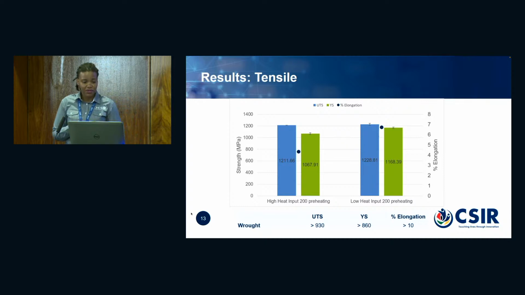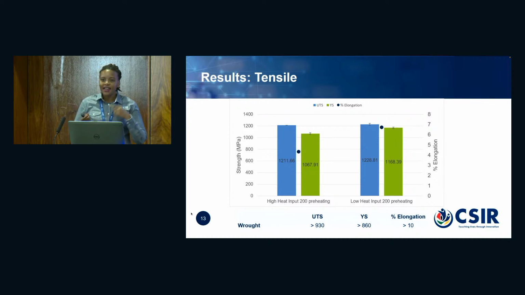For the high heat input, the elongation was almost 5%, while for the low heat input, the elongation was almost 7%. These results were quite interesting because if you look at your wrought or conventionally manufactured titanium, your UTS and yield strength are quite low, just above 930 and above 860, compared to the 1,200 and the 1,100 that we're getting here. But the elongation with the SLM processes was lower.